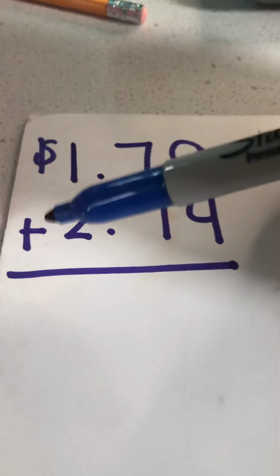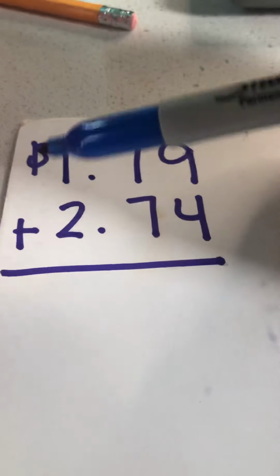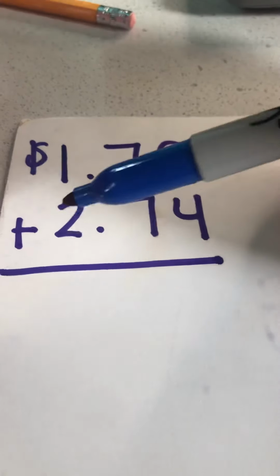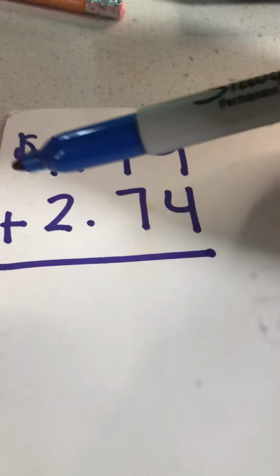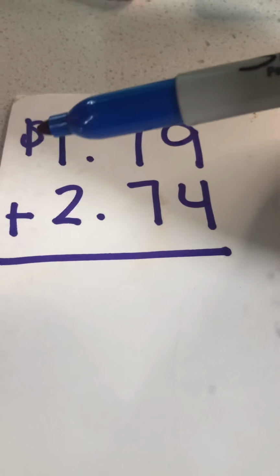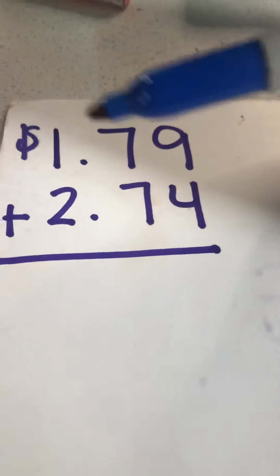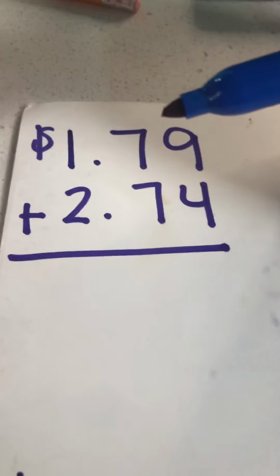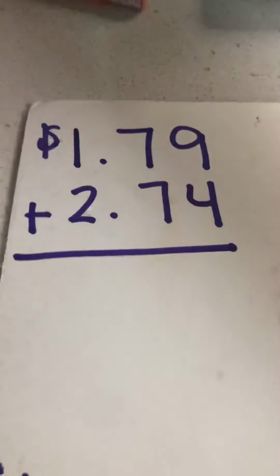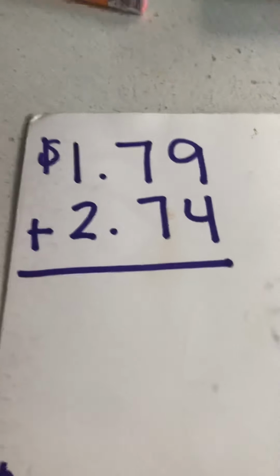Now, you might be noticing, Mr. Slinkard, why didn't you write your dollar sign here? This dollar sign is taking care of both of these. As long as we have one right up here with our first number, we know that we're working with money. So right here is where I am putting my dollar sign, and as you can see, my problem. So let's add it, shall we?